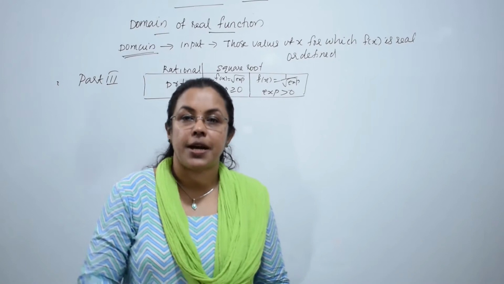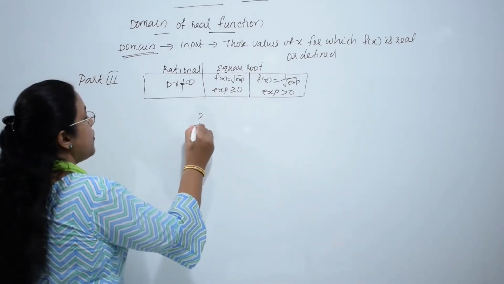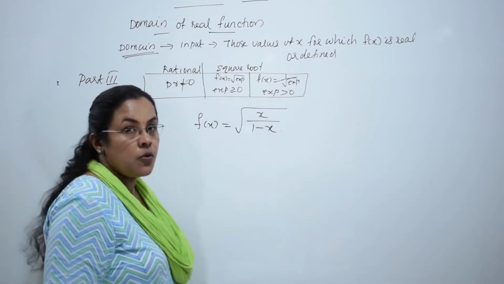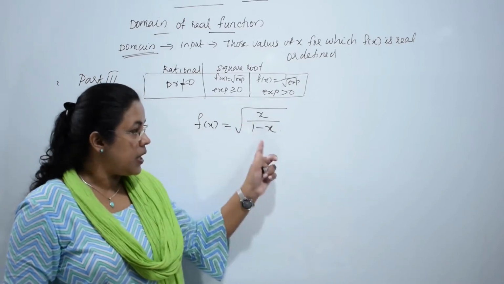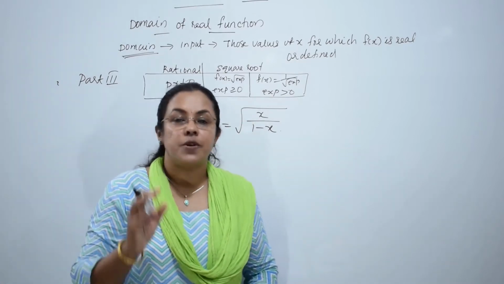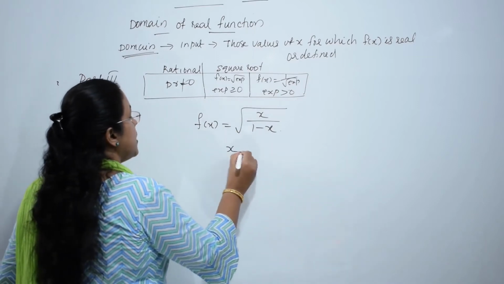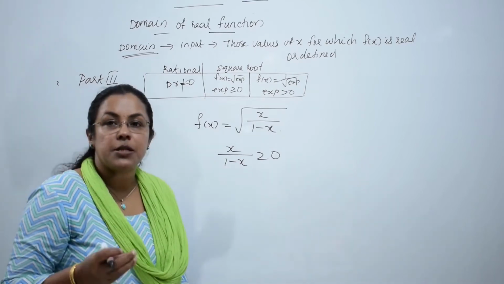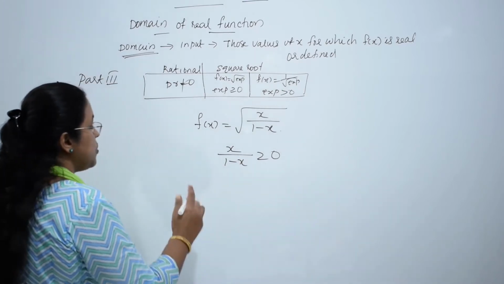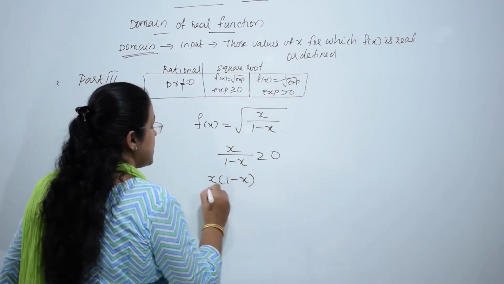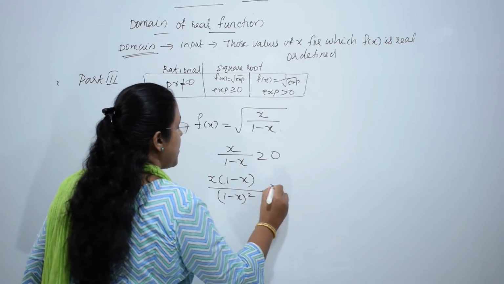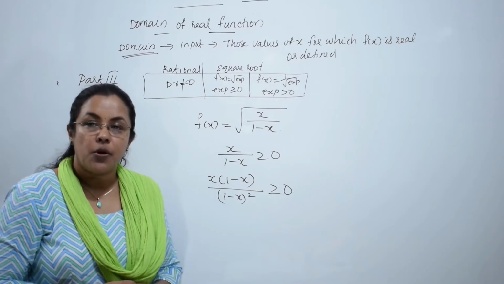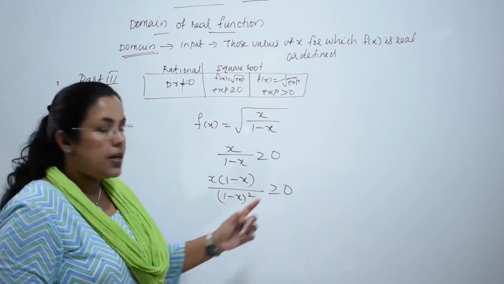One more question of the same type. Find the domain of the function f of x is equal to root over x by (1 minus x). First step, since it is a square root function, x by (1 minus x) is greater than or equal to 0. For our convenience, we multiply numerator and denominator by the denominator: x into (1 minus x) divided by (1 minus x) the whole square is greater than or equal to 0. Since we are multiplying by a positive quantity, it will not affect the inequality.